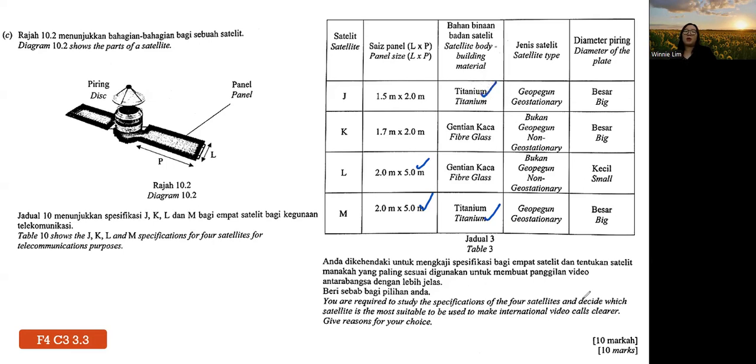And a video call is like a communication satellite, so geostationary is the correct idea. And lastly, the diameter of the plate. We generally want a big one, we don't want a small one. So obviously, the choice is M. Once you choose correctly, you can get 6 out of 10 marks.